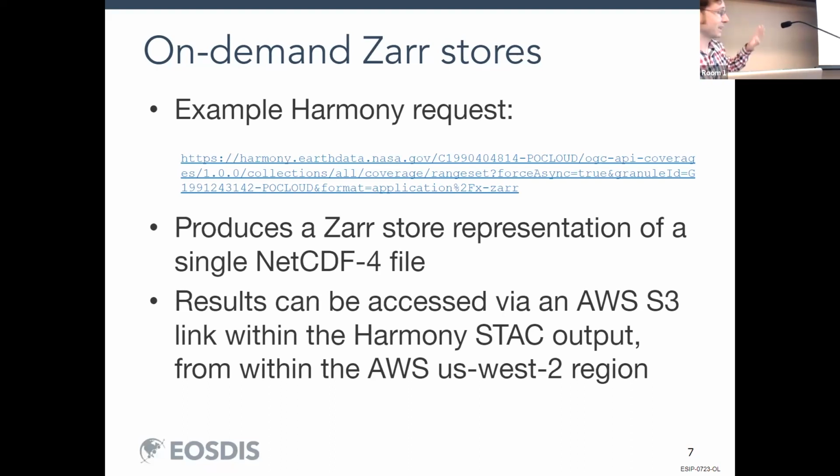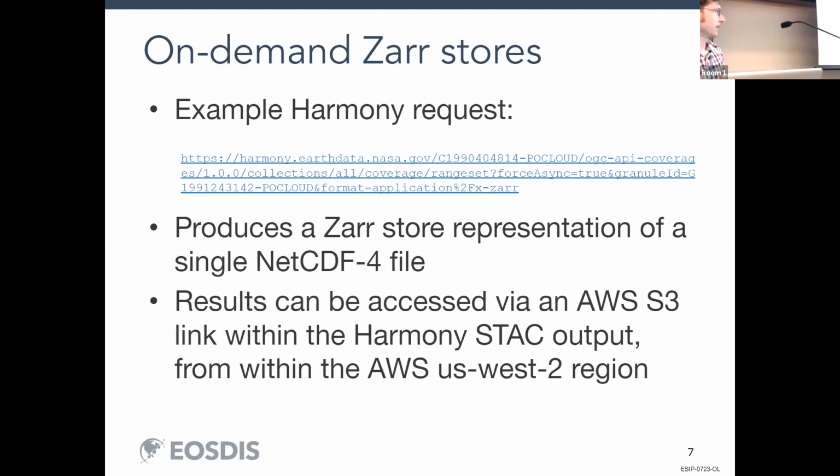Once the backend service has processed this and produced the Zarr store, Harmony does its standard thing of dumping the output into an S3 bucket and then giving the end user a STAC output with the URL to that product so that the end user can access it. And the best way really to interact with the data once you've produced it, because this is one of those cloud optimized formats and we have so many files in there, is to use it within the cloud.